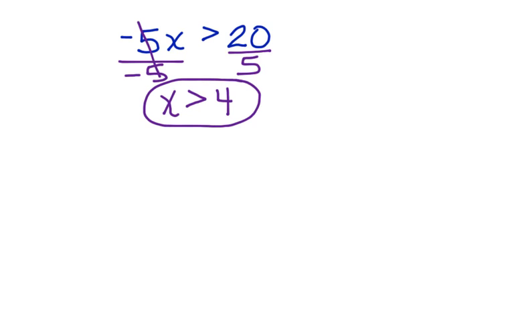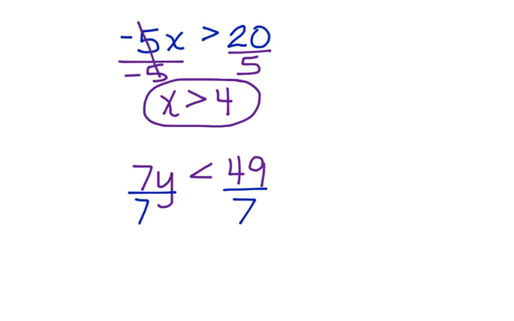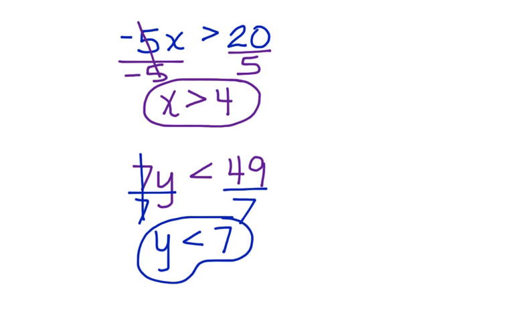So what this means is that any value that we take that is greater than 4, if we substitute that in for x, it will make this inequality a true statement. Here's another one. 7y is less than 49. Again, we're going to divide both sides by 7, use the inverse of multiplication. 7 divided by 7 cancels. Y is less than 7. Any value that we substitute into this inequality that is less than 7 will make it a true statement.